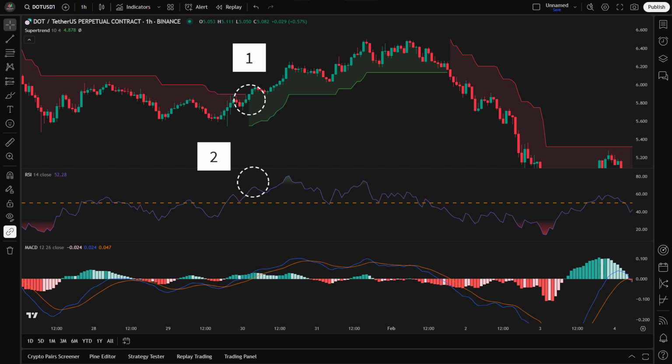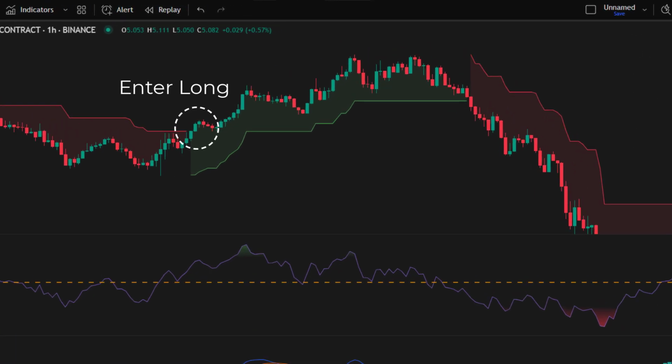2. The RSI should be above the 50 level, suggesting bullish momentum. 3. The MACD line must be above the MACD signal line, confirming upward momentum. Once all three conditions are satisfied, we enter a long position on the next candle.